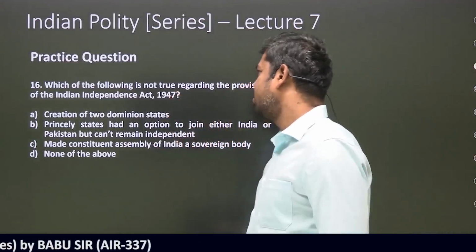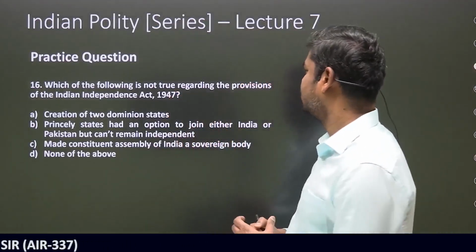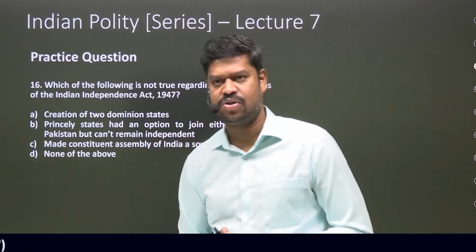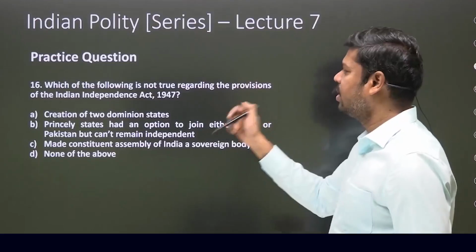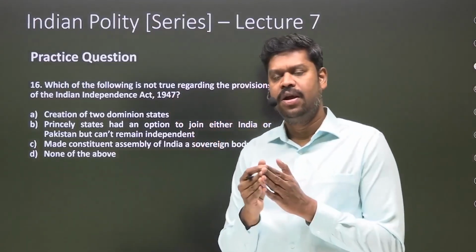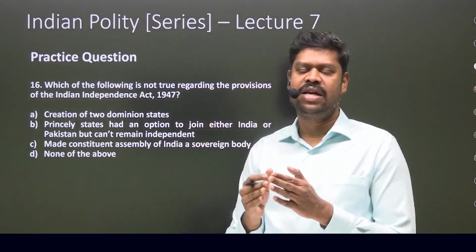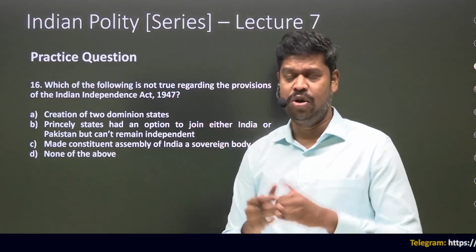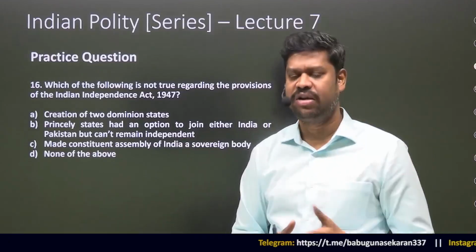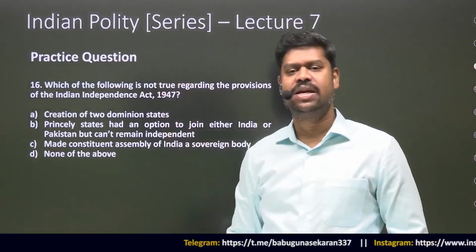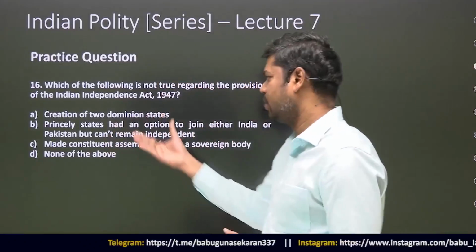Which of the following is not true regarding the provisions of the Indian Independence Act? So come to question number 16. Which of the following is not true regarding the Indian Independence Act? We know that the objective of the Indian Independence Act is to give independence to India and to empower the Constituent Assembly to draft its own constitution. So it basically had some provisions. So let us try to understand.